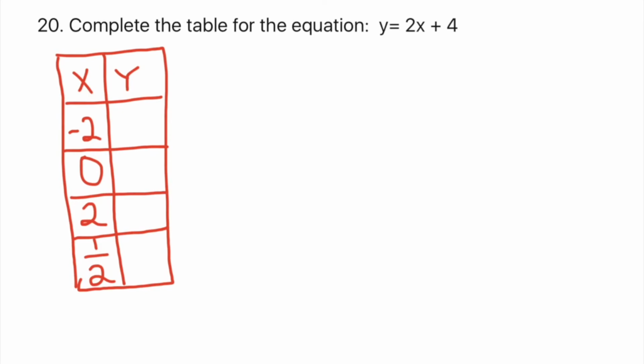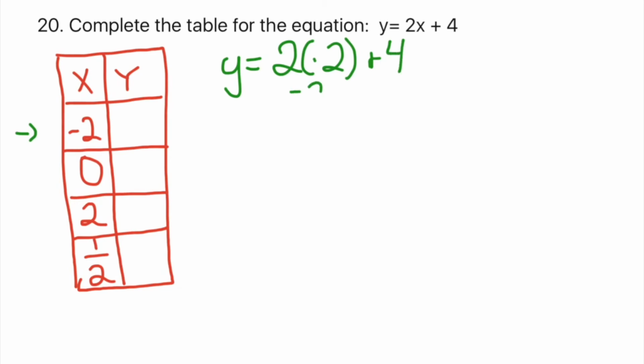And number 20, complete the table for the equation y equals 2x plus 4. For each of these x values, I just need to plug in what they're giving me for x and determine what y will be. Let's start with our first one. I'm going to plug in -2 for x. So 2 times -2 plus 4. Oops, erase that. That's -4 plus 4, which is 0. So that's 0.